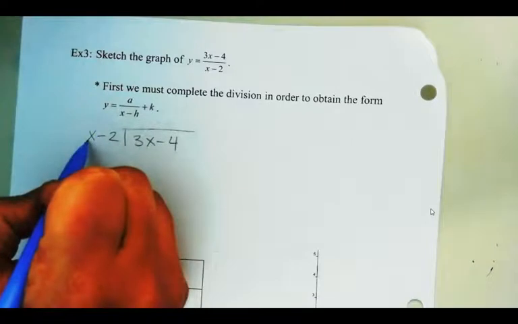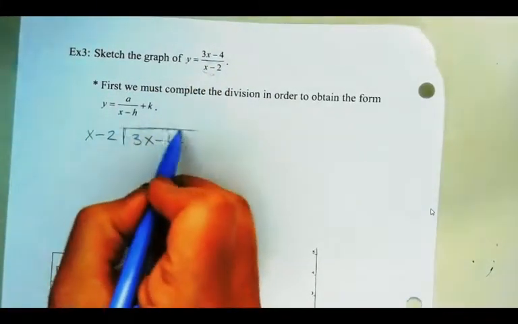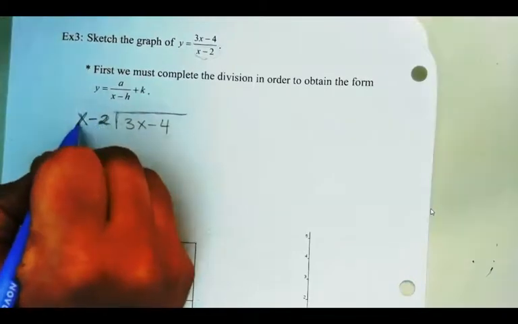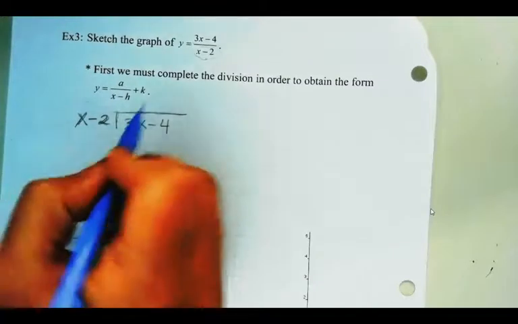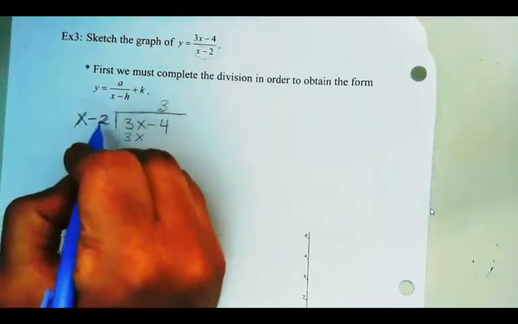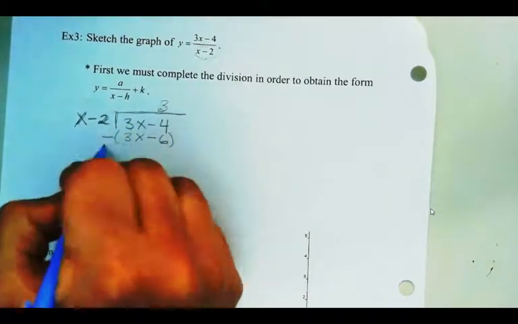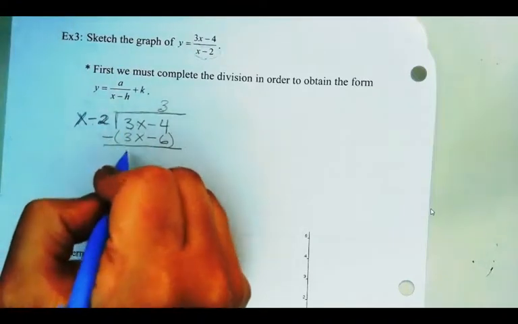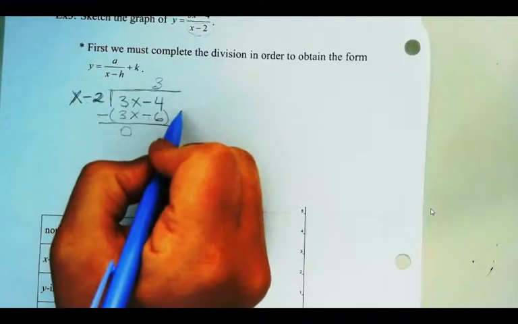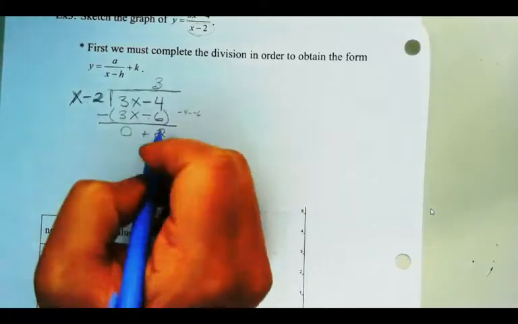So we'll set it up. We'll put our denominator out here, and then our numerator over here. And now our thought process. Do you guys remember how to do this? How many times does x go into 3x? 3 times. Okay? 3 times x is 3x. 3 times minus 2 is negative 6. Now we're subtracting down. 3x subtract 3x is 0. Negative 4 subtract negative 6. So negative 4 minus 6 is 2. All right. And that's our remainder.